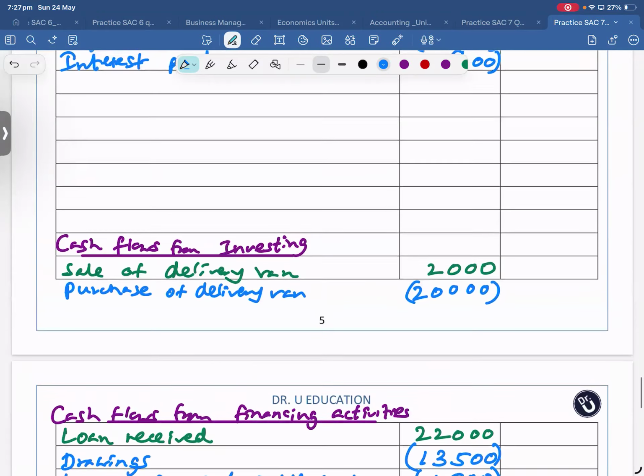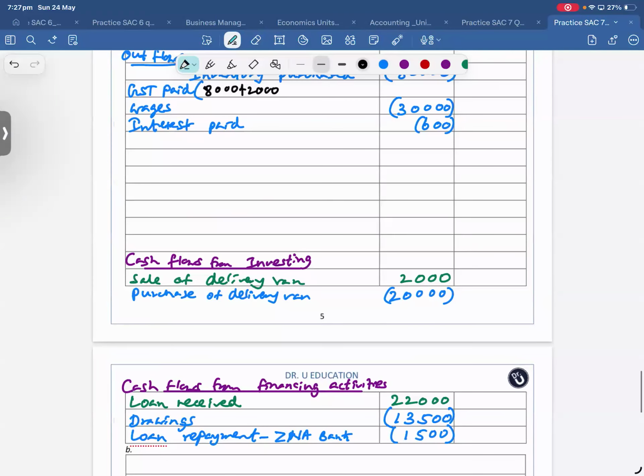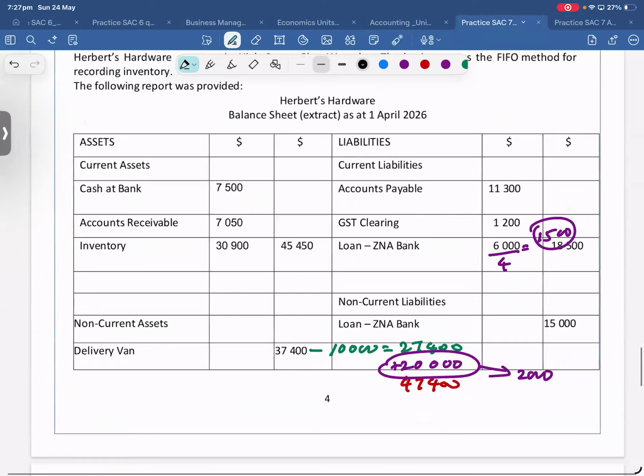Now we can do the GST, guys. How much is GST here? 2,000. GST paid. Okay, done. Next one.